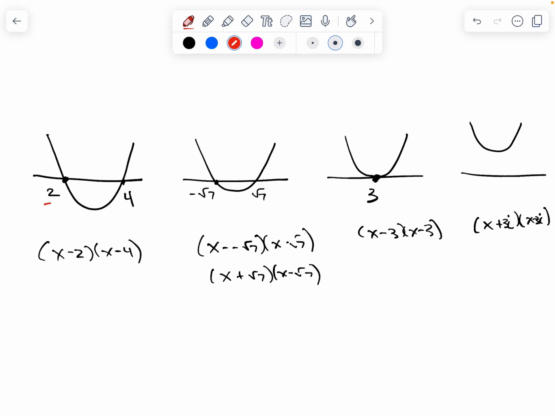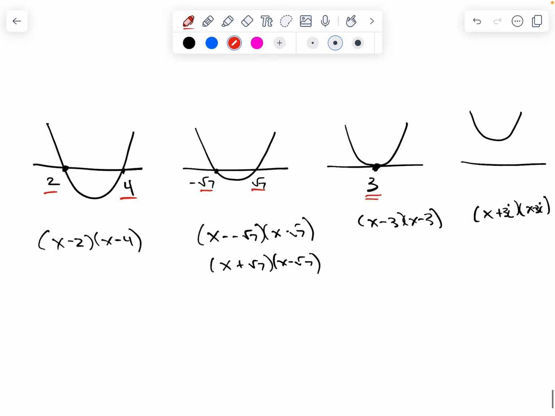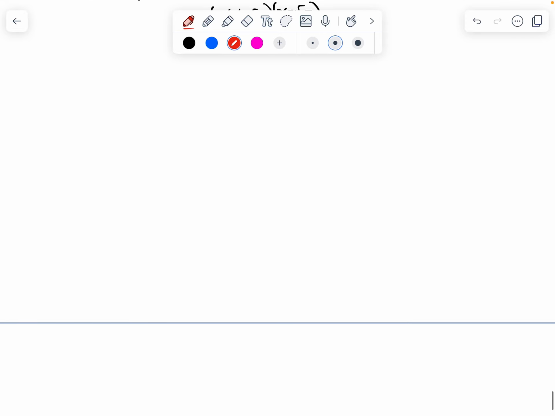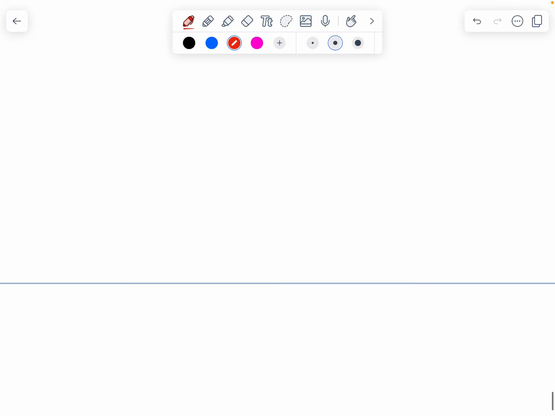You can have nice, happy integers. You can have irrational numbers. You can have a double root, or you can have imaginary. So let's take a look at equations and see what we can do with them. So let's start with something like this, and we'll see which of those cases it is.